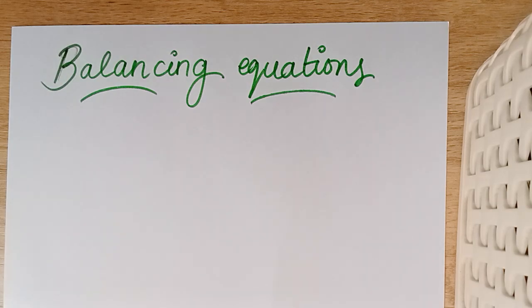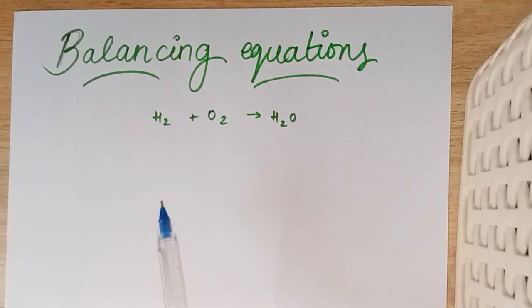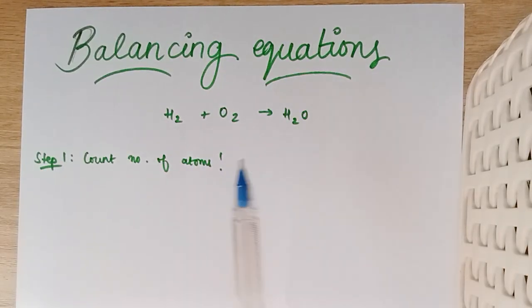Do you quickly balance equations in chemistry? We're going to do that with this equation, H2 plus O2 gives us H2O. How do you balance this? Let's do it stepwise. Step number 1, count the number of atoms. So what do you mean by count the number of atoms?